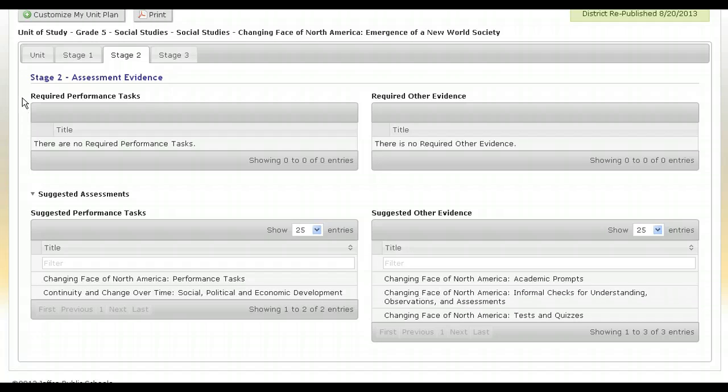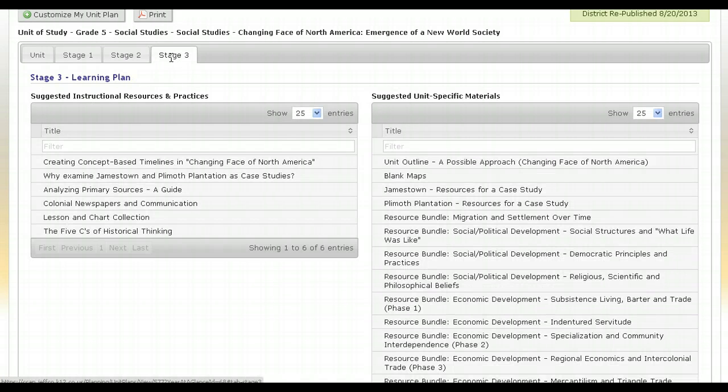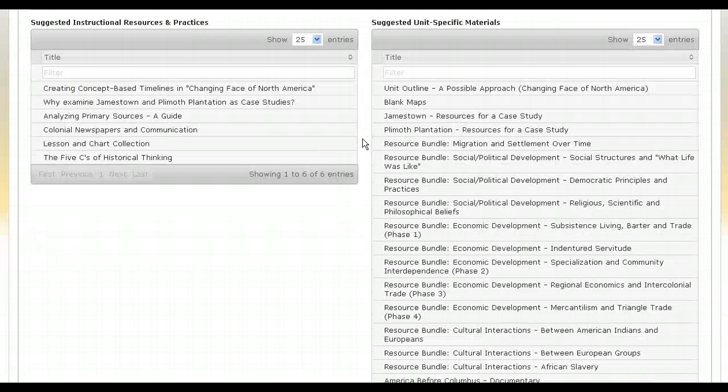After determining what your assessment is going to look like for the unit, you can shift on to Stage 3. And I'm going to start over here with the suggested unit-specific materials. The unit-specific materials were organized in a very intentional way to support your instructional planning. They definitely go in a particular chronological order, so hopefully this will help you to understand how it's organized.